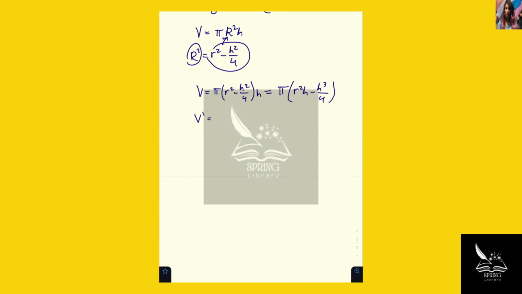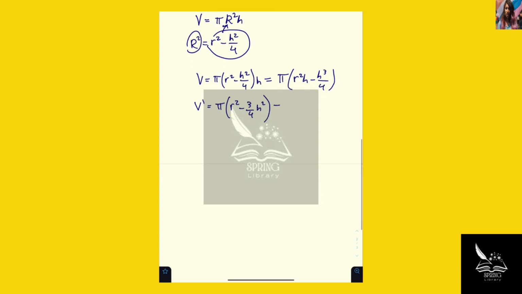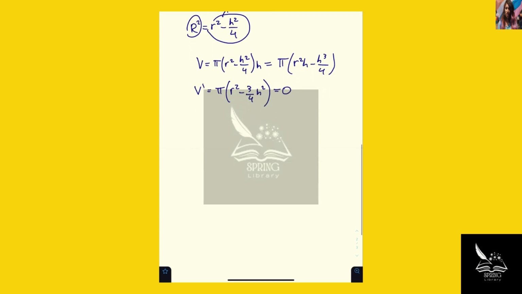So V prime will give us pi times (R squared minus 3/4 h squared). When we set it equal to 0, we end up getting that h is equal to the square root of 4/3 R squared. So that's just going to be equal to 2 over root 3 times R.